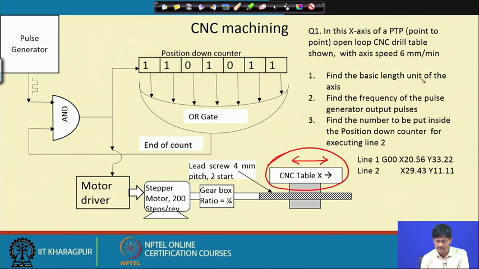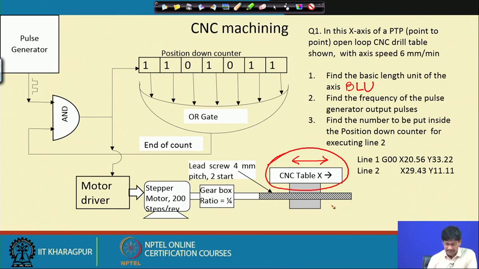Basic length unit means the smallest distance that we can control or measure for movement. Here we are, sorry, not measuring anything because this is working in open loop, but we are controlling the movement, and our smallest controlling element is 1 pulse. So, let us see how much movement we are acquiring by 1 pulse, and that is basically our basic length unit or BLU.